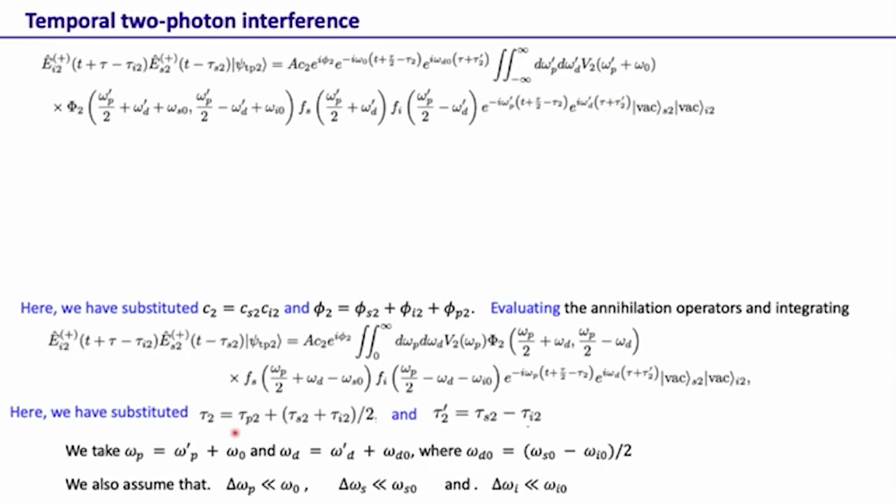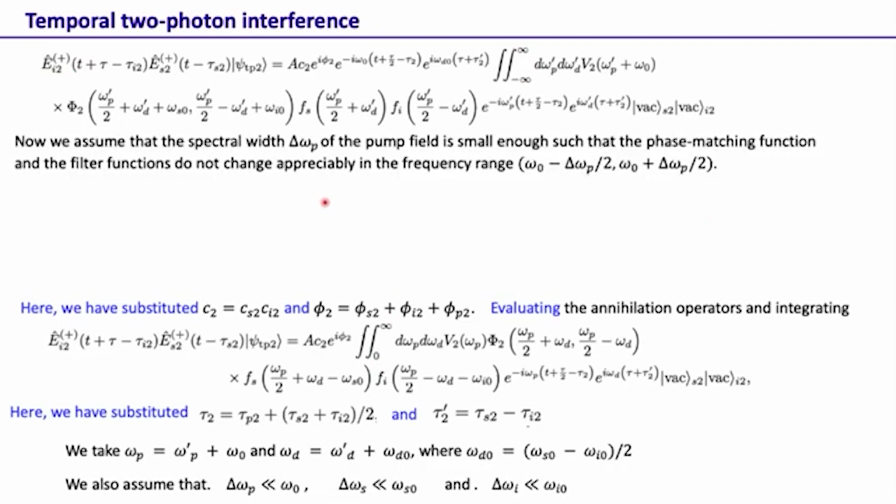Since we have assumed that the frequency bandwidths are much smaller than the central frequencies, we are changing these integrals, which are from 0 to infinity, to now run from minus infinity to infinity. This is just done by a change of variables.